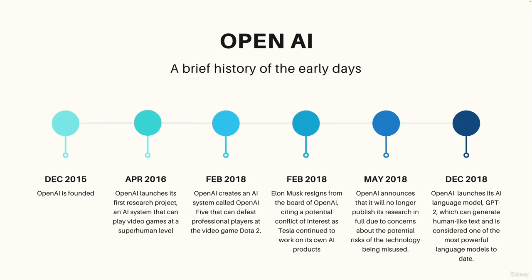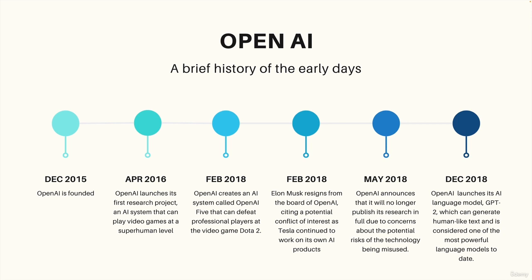So here's a brief timeline of the early days in the life of OpenAI while it was still a nonprofit. OpenAI was founded in 2015. The early research projects had to do with video games and writing AIs to beat video games. Most notably, OpenAI Five in February of 2015 was a model that defeated professional Dota 2 players. If you don't know Dota 2, it's a pretty complicated game. Elon left in February of 2018, as I mentioned, due to a fear of a conflict of interest with AI work happening at Tesla.